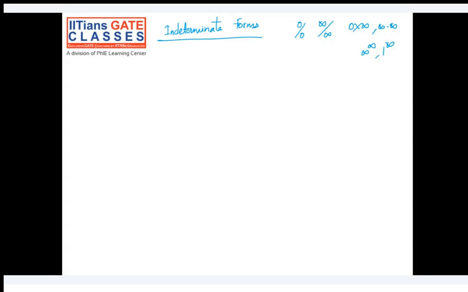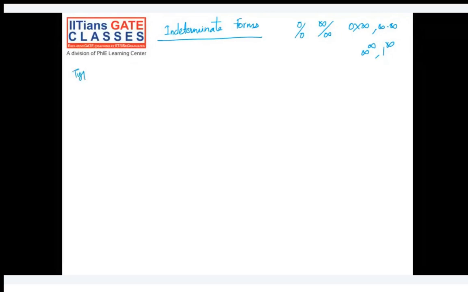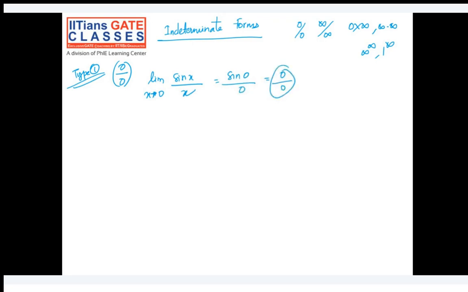First is type 1, or you can say the 0 by 0 form. Let me show you how this form looks. Limit x tends to 0, sine of x divided by x. If you directly put the value x equal to 0, what will happen? Sine of 0 divided by 0. Sine 0 is 0 and x is 0. So this is 0 by 0 form. We don't know the answer for it, right? 0 by 0 is what? We don't know whether it's 0, infinity, 1, it can be anything. So how to solve this? It's an indeterminate form. The procedure is the L'Hospital rule, which we have to apply in this case, and that is what we are going to study.